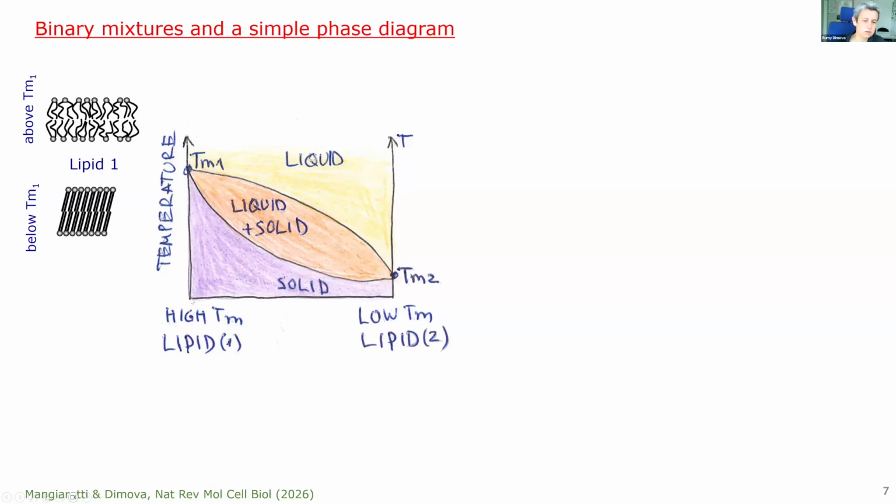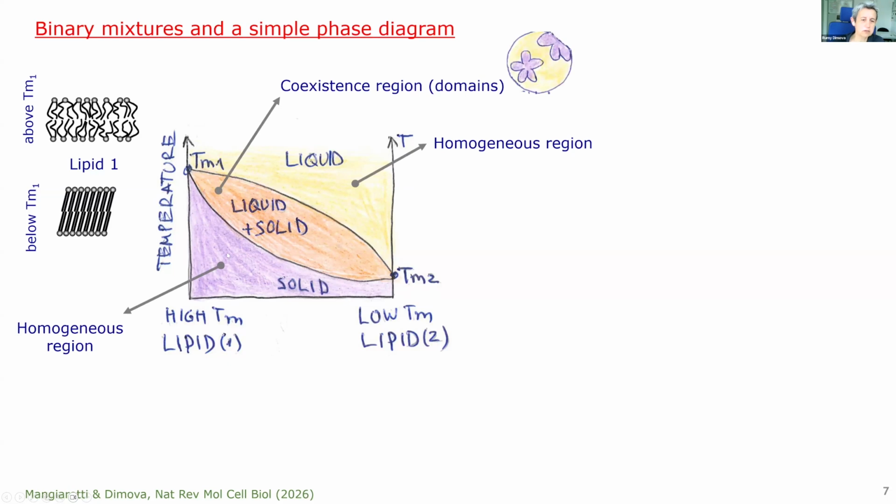Here you have 100% of lipid 1. And in between you have a mixture of the two. At very high temperatures, you have a homogeneous liquid phase, and at low temperature, you have again a homogeneous membrane that is in the solid phase. In the middle, you have something called the coexistence region, where domains would be observed, as sketched here. And these black lines are called binodals. They separate the single phase region from the two phase region. This is the two phase region.